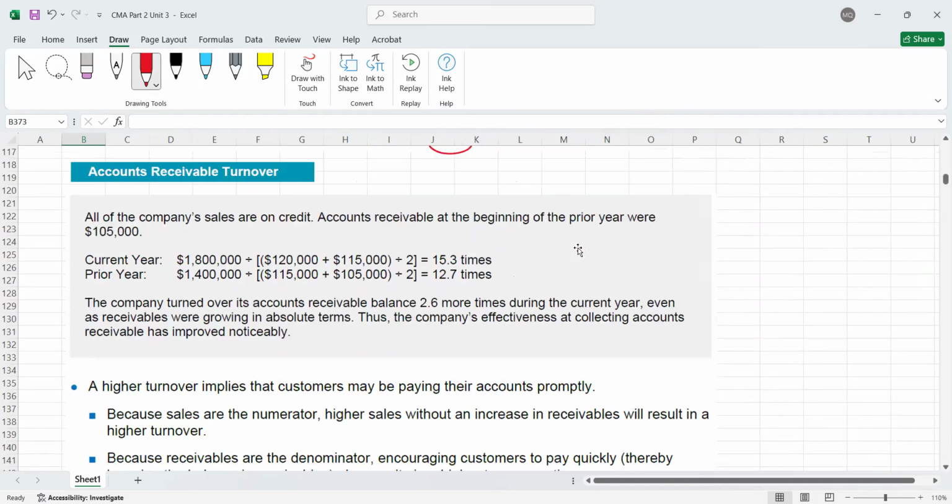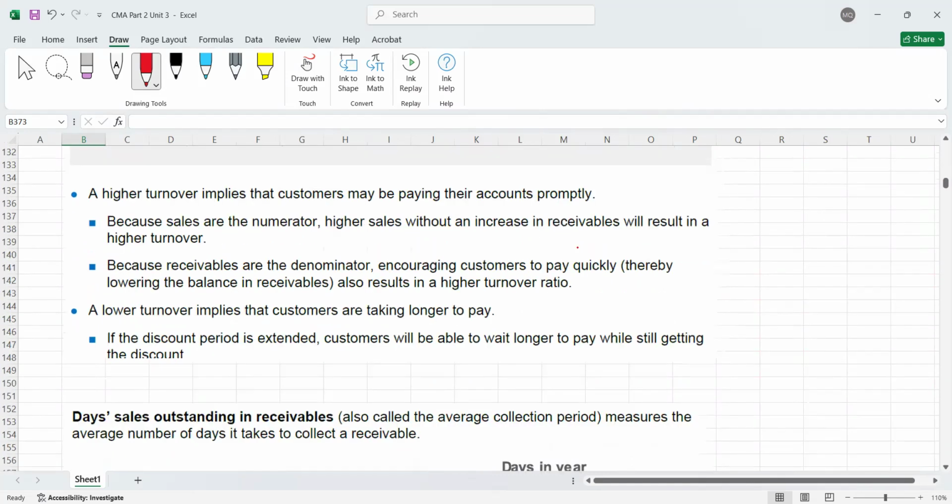So here it's explained. High turnover, as I told you, the formula is net credit sales divided by average account receivables. If you want high turnover, either your net credit sales should increase or your average account receivable should decrease. So these two points are explained here. A higher turnover ratio implies that, first they are trying to explain the meaning, customers may be paying their accounts promptly. Because turnover is high means we are converting receivables more times into cash, so it means they are paying promptly.